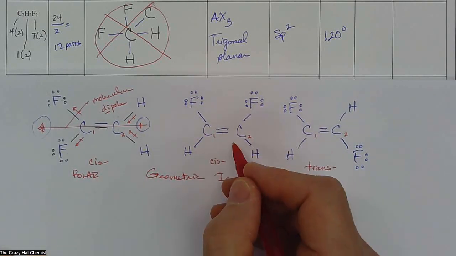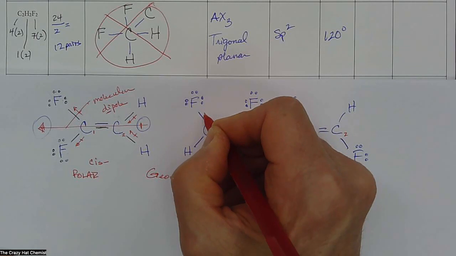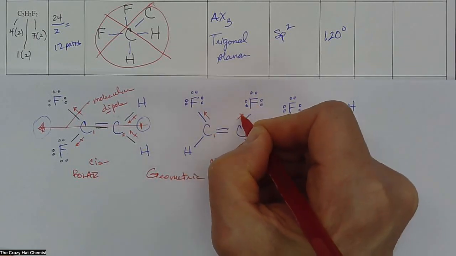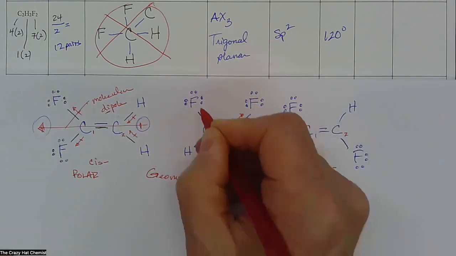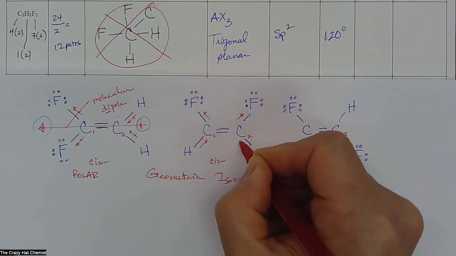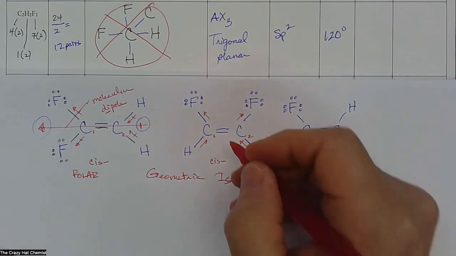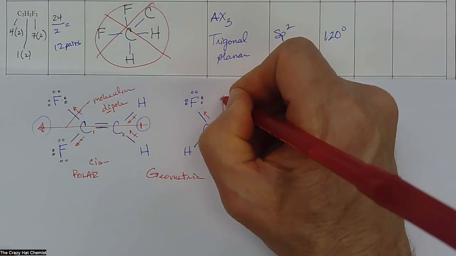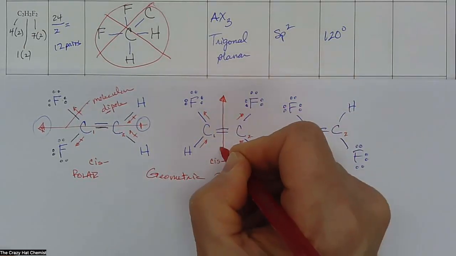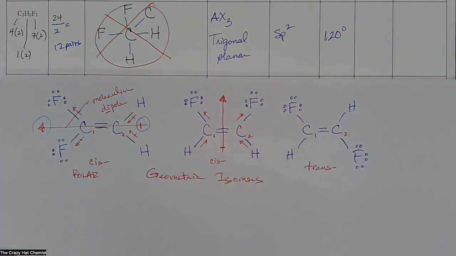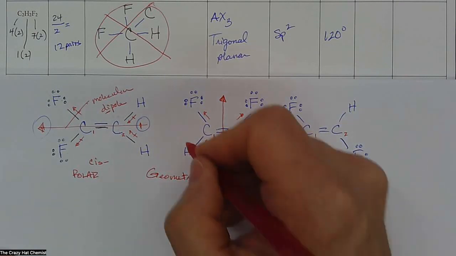Okay, this one right over here, bond dipoles are as follows. Just like before, the fluorine is more electronegative than the carbon, and the carbons are more electronegative than the hydrogen. You can draw a molecular dipole. Here is a molecular dipole. If you can draw a molecular dipole, then that molecule is polar.